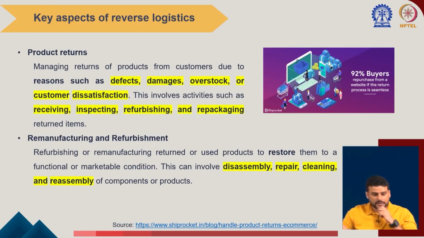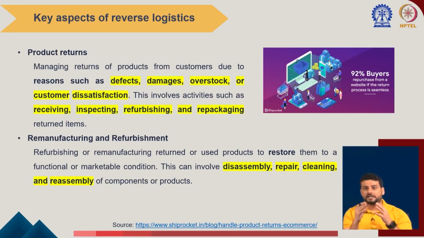So some key aspects: product returns, right? Already we talked about that a product can return either because of defects, damages, or overstock. If your retail partner is overstocking the product, even then it can come back to you. If the customer is simply dissatisfied with the product, even then it will come back to you. Now it is your distribution network, how you will receive it, you will inspect it.